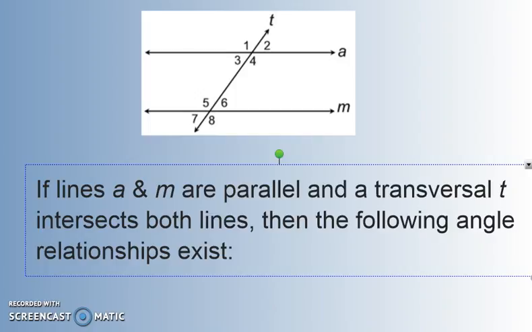So it says if lines A and M are parallel and a transversal T intersects both lines, then the following angle relationships exist. So I'm going to say some angles are congruent, some angles are supplementary. This will only be true if the two lines A and M are parallel. If they aren't, then we can't conclude that those angle relationships exist.